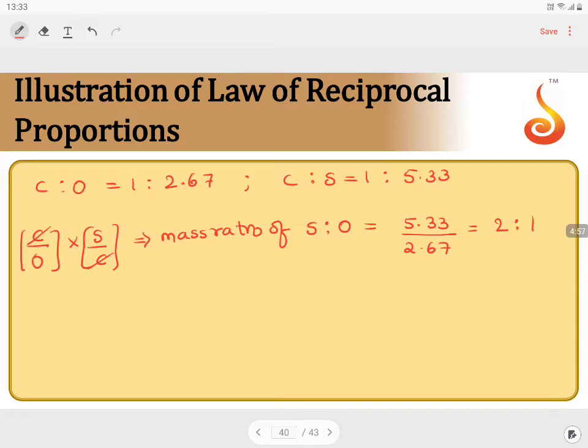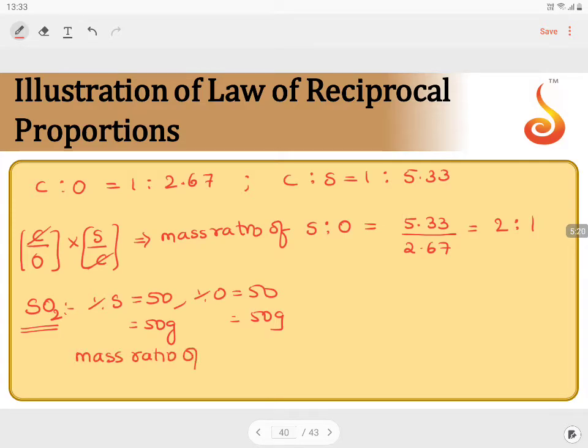Now, as per the given data in sulfur dioxide, the percentage of sulfur is 50 and the percentage of oxygen is 50. So 50 grams, 50 grams. So mass ratio of sulfur is to oxygen is 1:1. This is the actual ratio at which they are forming. The ratio at which sulfur and oxygen combine with each other is 1:1, mass ratio.